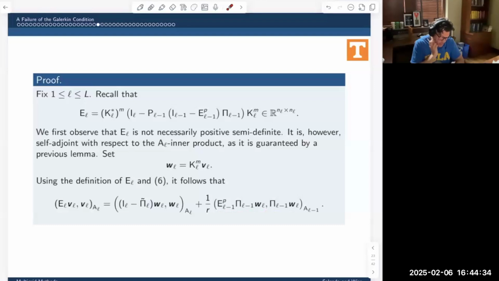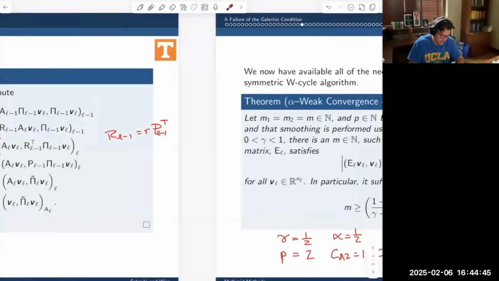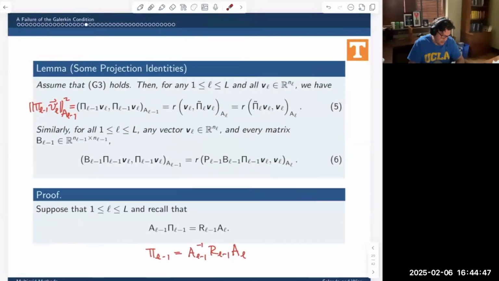All right, now what about this 1 over R? Where did that guy come from? Well, that guy came from this estimate that we did. I think it came from, let's see.